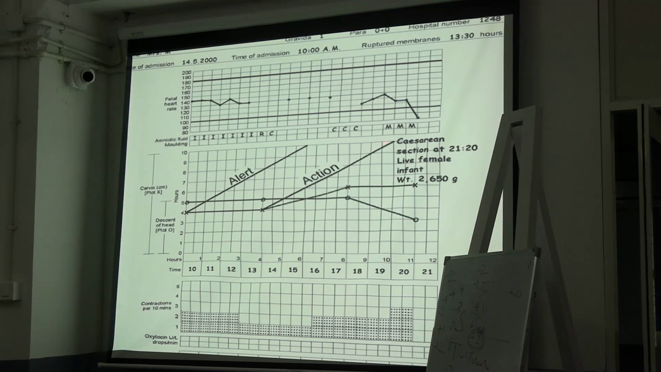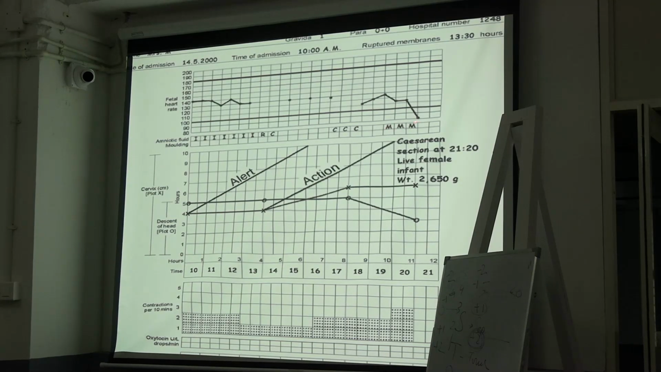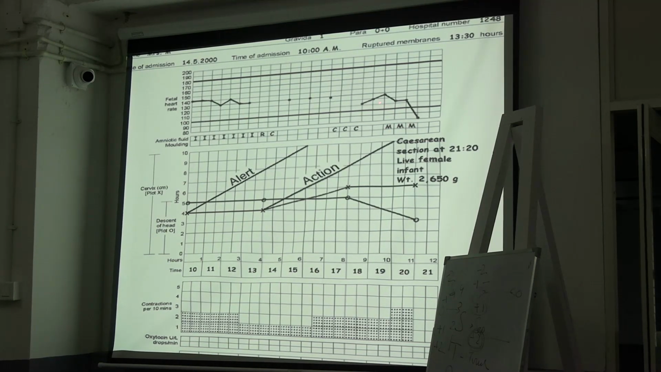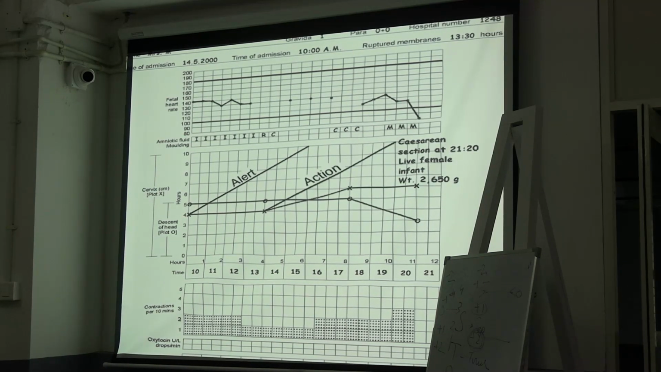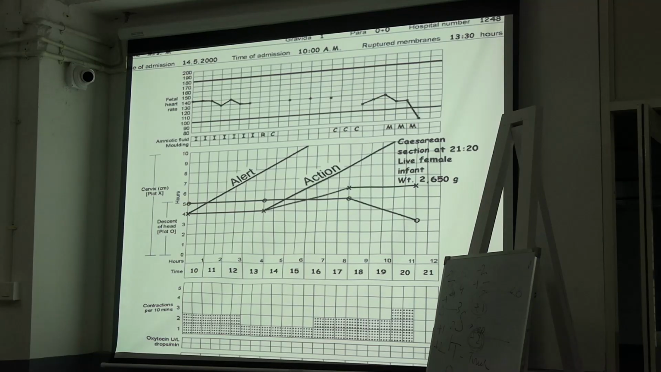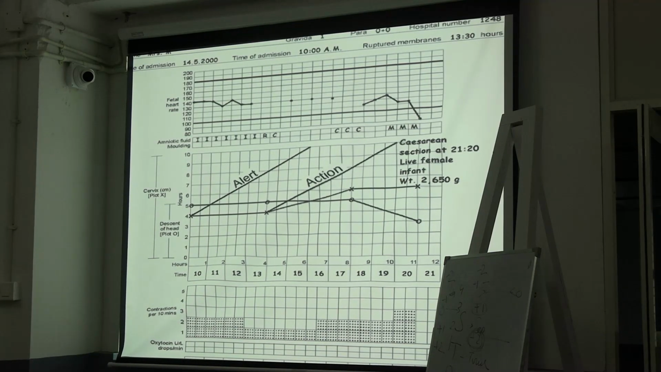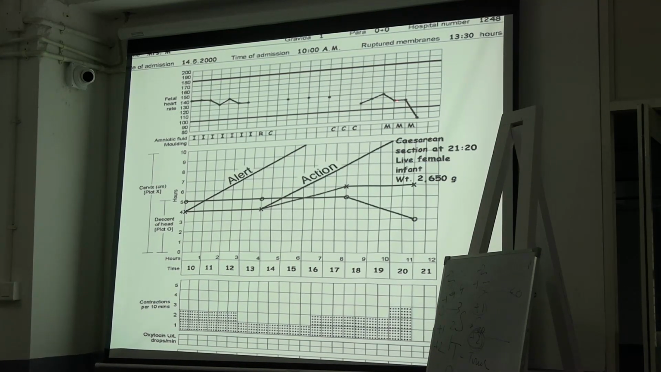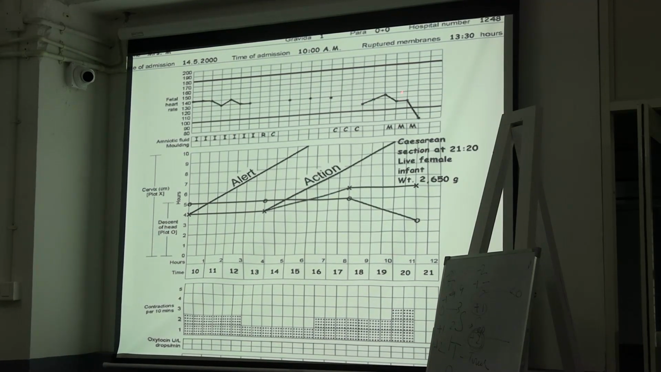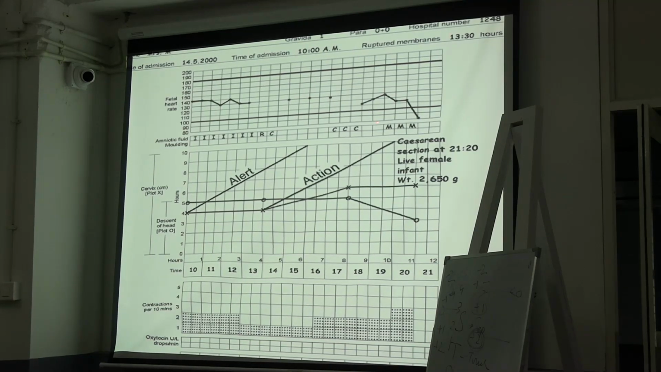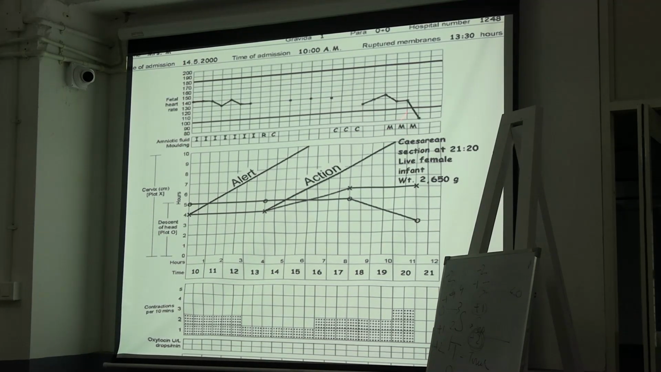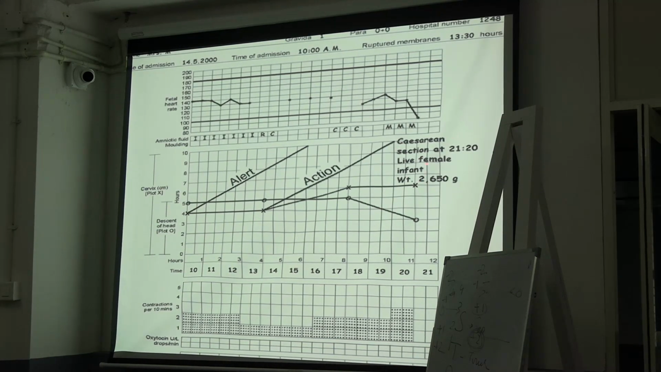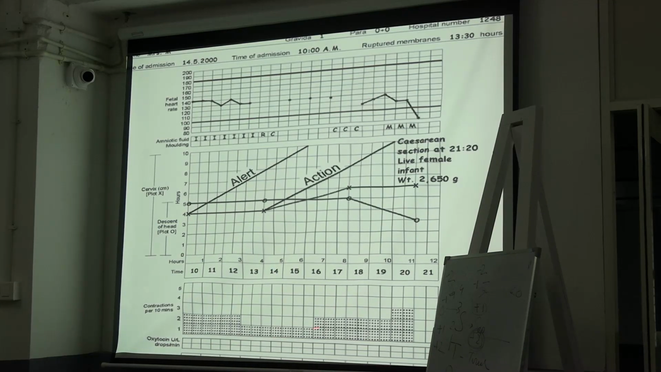Why was cesarean section done? Because here you can see meconium stained liquor. And what has happened to fetal heart sound? Bradycardia. Look here. Meconium stained liquor along with bradycardia. That's why, because of all these reasons combined, we had to do cesarean section. And what are the contractions showing here?